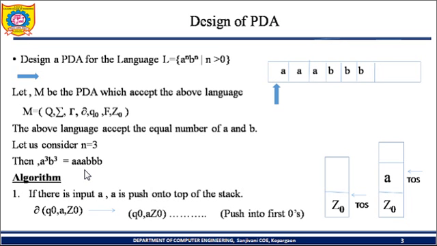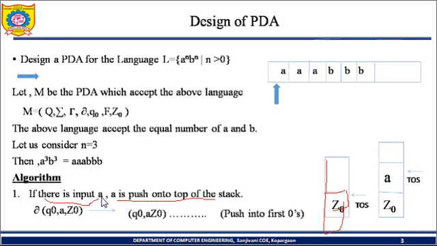Now we have to decide whether we want to accept by final state or by empty stack. If you want to accept by empty stack, then we have to delete that Z0 from the stack. If you want to accept by final state, then we keep that Z0 as it is. We'll see the algorithm step by step. First, if there is an input A, that A is going to be pushed onto the top of the stack. Initially the stack consists of only Z0, and Z0 is the topmost symbol inside the stack.